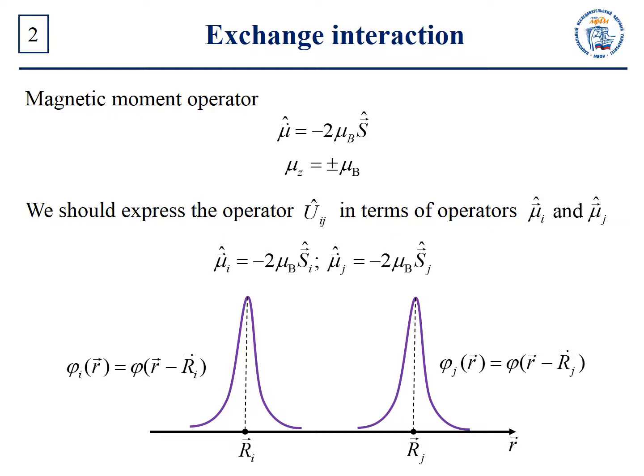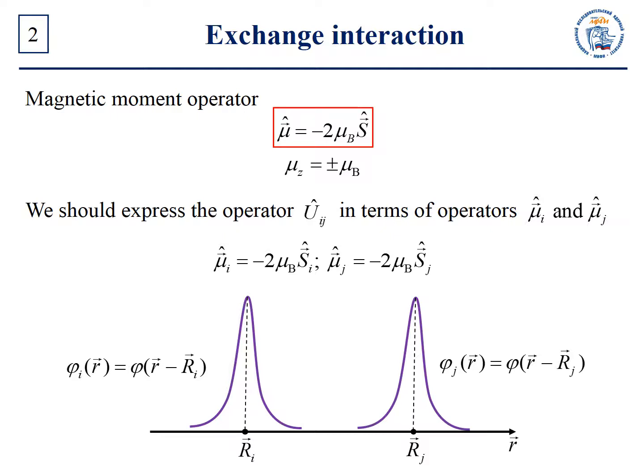For simplicity's sake, assume that the local magnetic moment of every atom in the solid-state system results from a single valence electron occupying the energy level with the S-wave wave function phi of r, and thus having no orbital magnetic moment. In this case, the atomic magnetic moment is entirely due to the electron spin s, that is equal to 1/2, and the magnetic moment operator has the following form, so that its projection on z-axis can be equal plus or minus mu b.